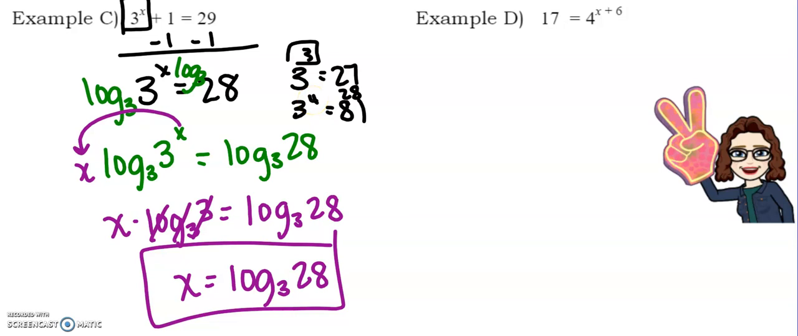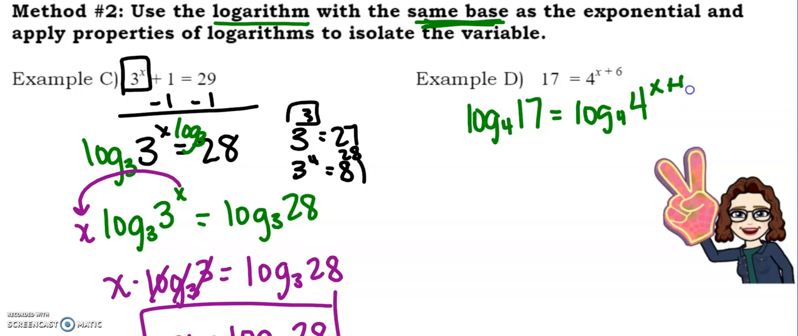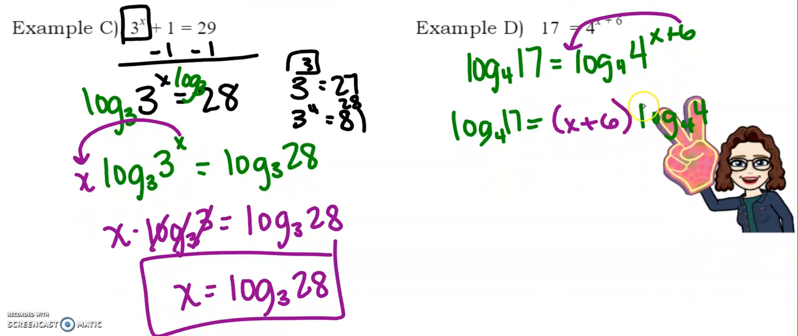All right, this next one, I already have my exponential isolated. So I'm going to go ahead and take a log with the same base as the exponential. So in our case, this will be a log base 4. What I do on one side, I have to do to the other. Using those properties of logarithms, I can swing this whole x plus 6 down in front. And then I still have log base 4 of 4 equals log base 4 of 17. So log base 4 of 4 goes away. And then to get x all by itself, I'm going to subtract 6 from both sides.